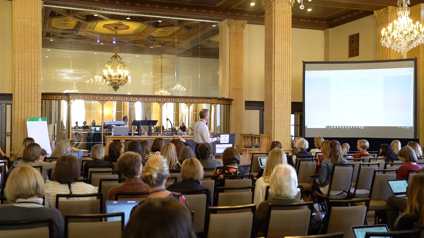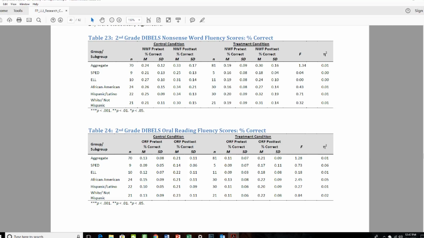This is what it looks like for second grade. Random chance has abandoned them completely. Random chance has gone home to take a nap.